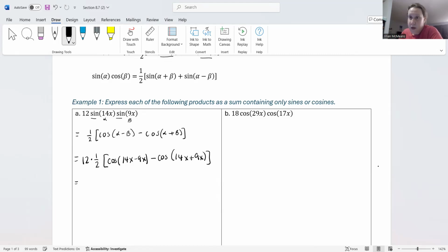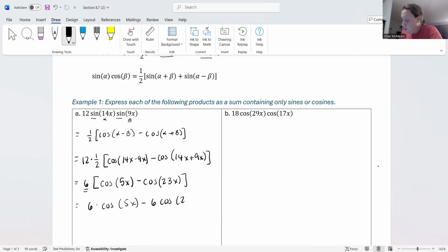We can start with 12 times 1/2, which is just 6. So I get 6 times cosine. Well, 14x minus 9x is 5x. I'm going to subtract cosine. And then 14x plus 9x is what, 23x? And I'm pretty much done. The only other thing we could do is potentially take this value of 6 and distribute it. So I could say this is 6 times cosine of 5x minus 6 times cosine of 23x.